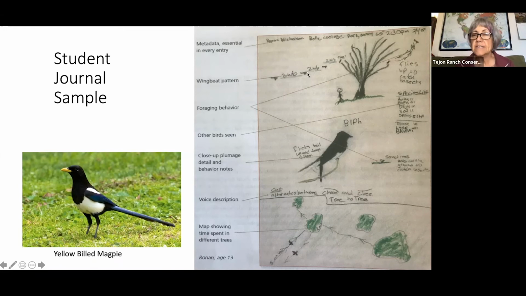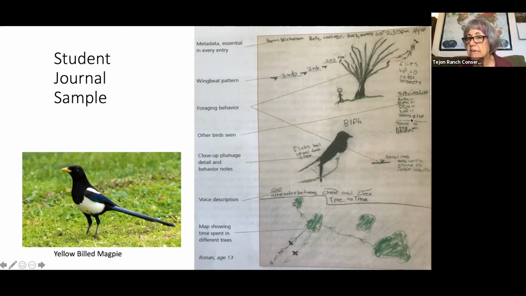Looking at the bird, these little icons are the bird as it's flying up to this tree. And it's showing 2 wing beats, 2 wing beats, 2 wing beats. Very smart stuff to do. Talked about foraging behavior, how it's eating, how it flicks its tail. It also shows the different animals that are around it, and it puts numbers by them.